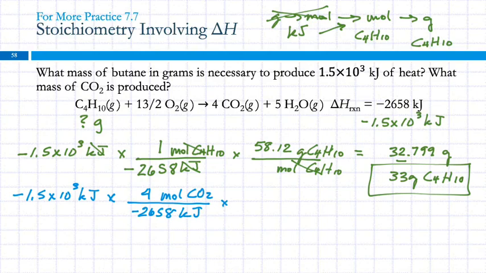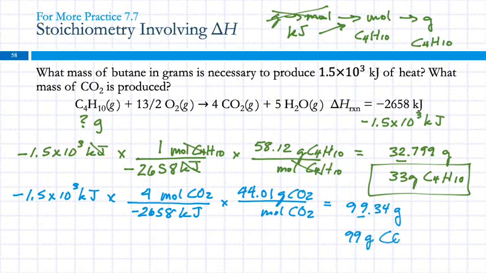And then if I want grams, mass, I need the molar mass. So negative 1.5 EE3 times 4 divided by negative 2658 times 44.01 equals 99.34 grams, 99 grams of CO2 produced.